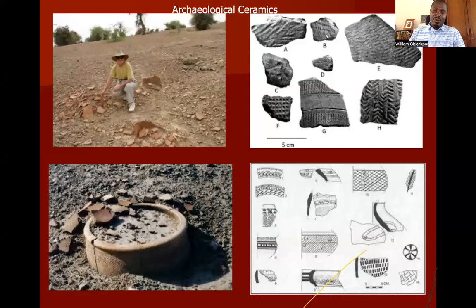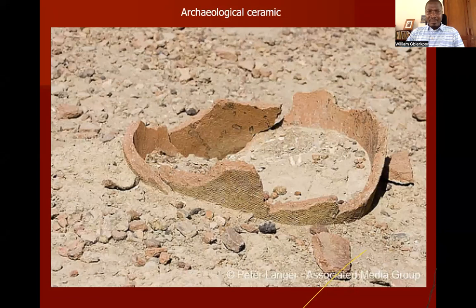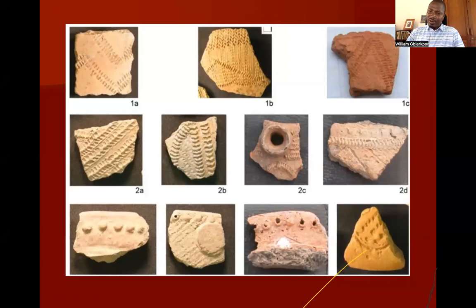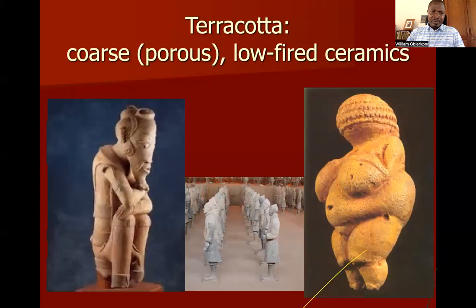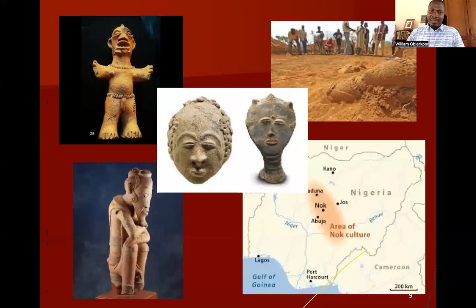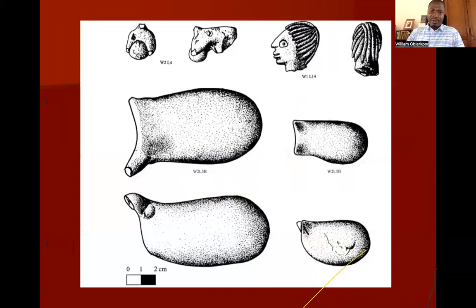Okay, so these are some examples of archaeological ceramics. Typically, they come to us in broken pieces. We will not have the full range of things. Pieces will come from the shoulders, from the base, from the bottom. We have terracottas that they define as coarse materials, low fire ceramics. The Chinese terracotta army and the Kuma terracotta figurines are typical examples that come to mind when we are dealing with terracotta figurines and so on and so forth.